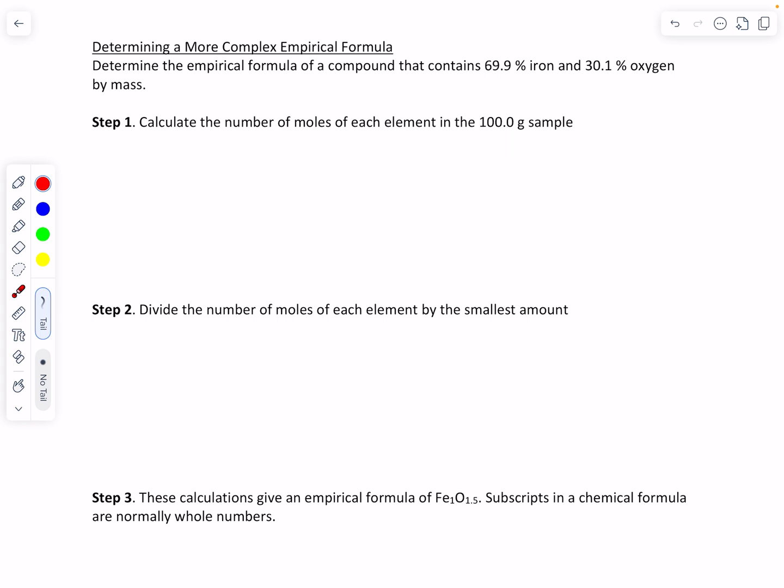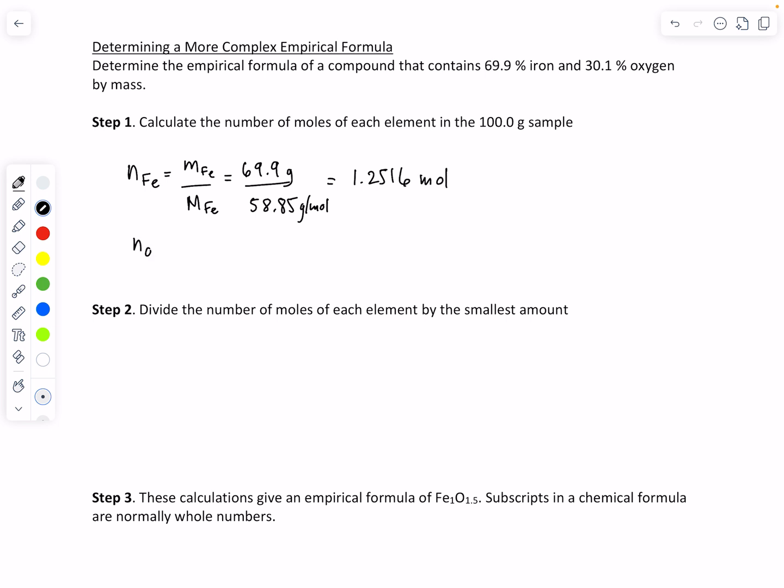So the number of moles of iron is equal to the mass of iron divided by the molar mass of iron. The mass of 69.9% of 100 grams is 69.9 grams of iron. And the molar mass of iron from the periodic table is 55.85 grams per mole. So that gives us 1.2516 moles of iron. Let's do the same this time for oxygen.